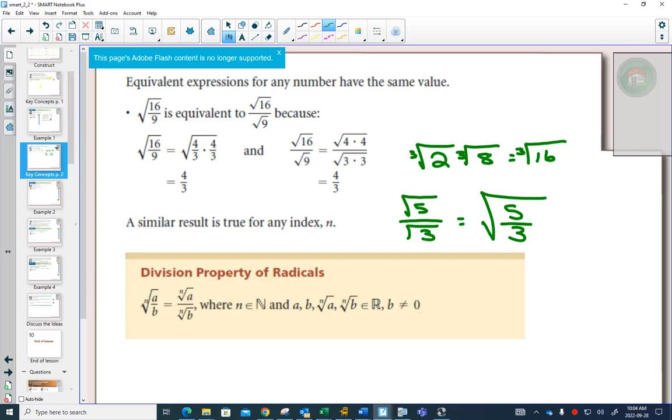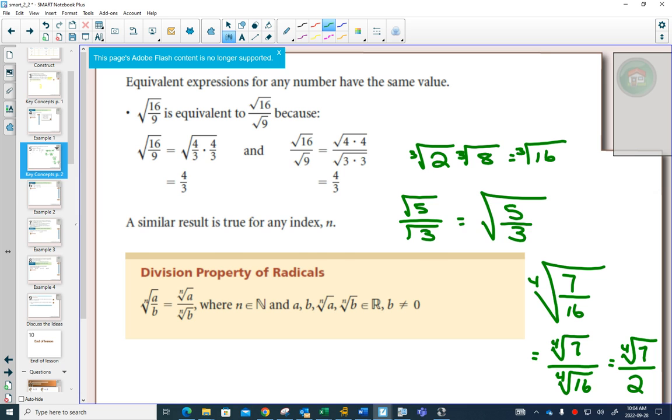If you started with the 4th root of, let's do one that we can actually figure out, the 4th root of 7 over 16, I could change this to the 4th root of 7 over the 4th root of 16. And since the 4th root of 16 is a number, because 16 is 2 times 2 times 2 times 2, that makes the 4th root of 16 equal to 2. I could simplify this to the 4th root of 7 divided by 2.